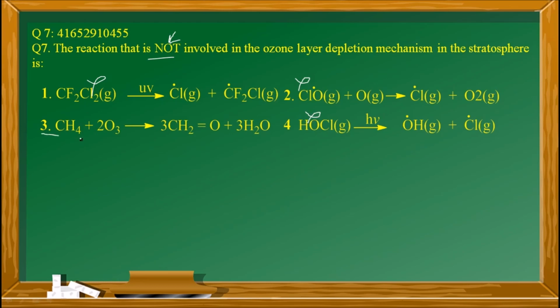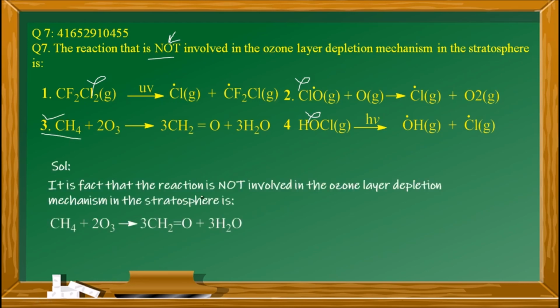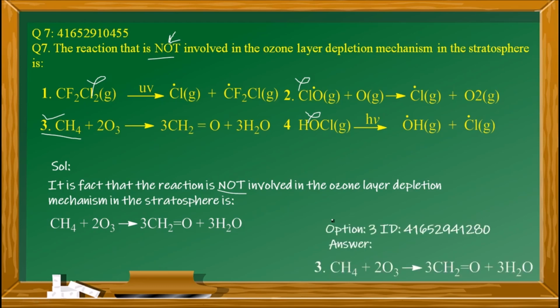But methane gas has no halogens. This is not involved in the ozone layer depletion mechanism. It is a fact that the reaction not involved in the ozone layer depletion mechanism in the stratosphere is methane plus ozone giving formaldehyde plus water. So option number 3 is the correct option, friends.